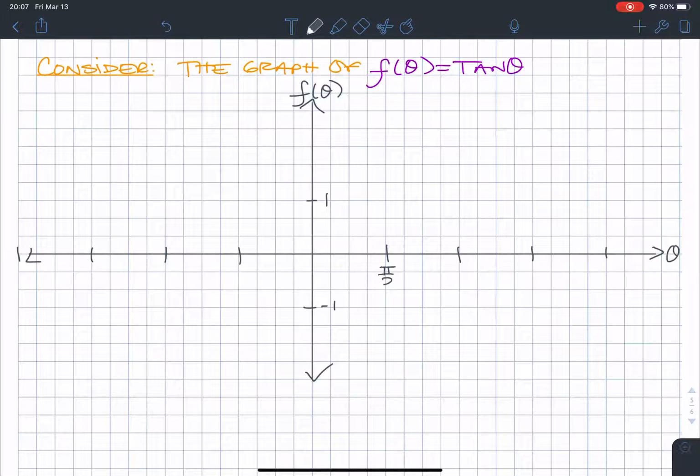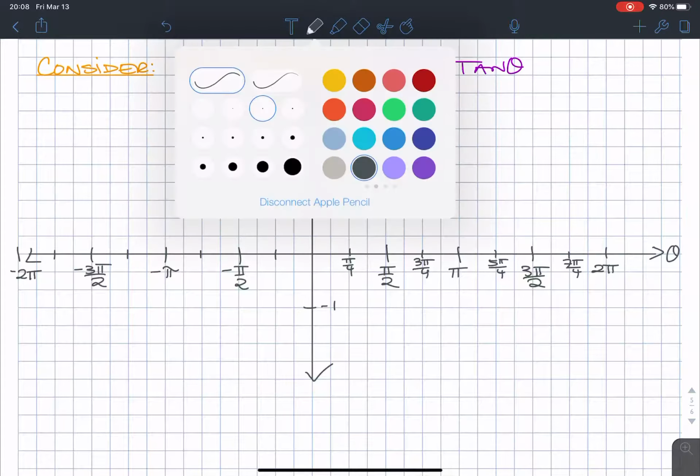So this is pi over 2, pi, 3 pi over 2, and 2 pi. Similarly, going backwards, minus pi over 2, minus pi, minus 3 pi over 2, and negative 2 pi. Now I'm also going to note the pi over 4, the 3 pi over 4, the 5 pi over 4, and the 7 pi over 4. And I'll just put tick marks at the midpoints going backwards. Okay, so what do we have?